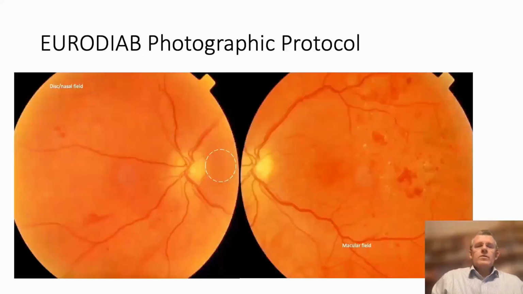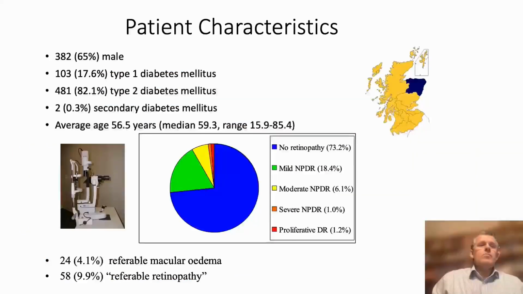A 2-field photographic protocol was used. This had recently been shown to be equivalent to the traditional 7-field stereoscopic photographic protocol and was much more practical from a screening point of view. The characteristics of patients taking part in the trial were very similar to what you would expect for patients in general in the population. There was a minority of type 1 diabetes. The patients with type 2 tended to be older, and most patients had no retinopathy.